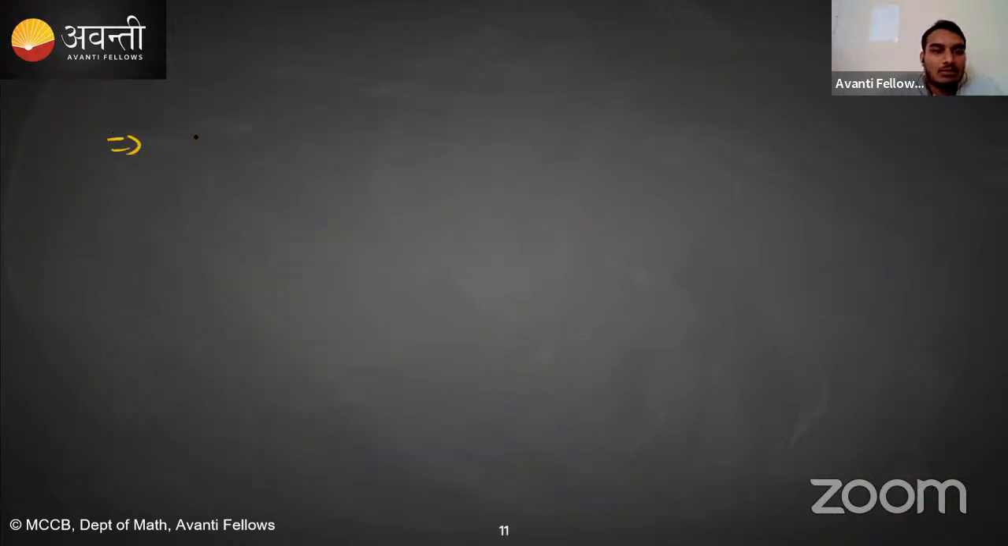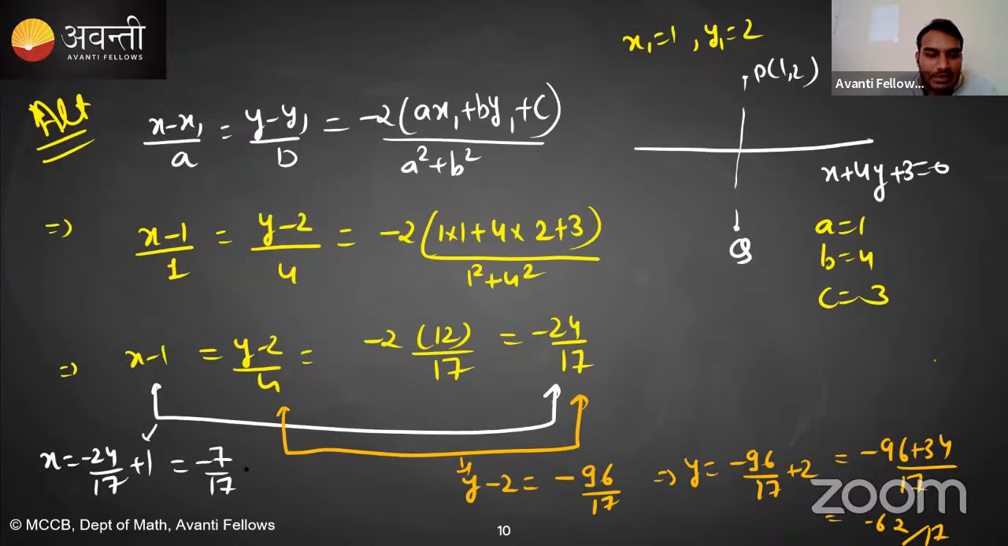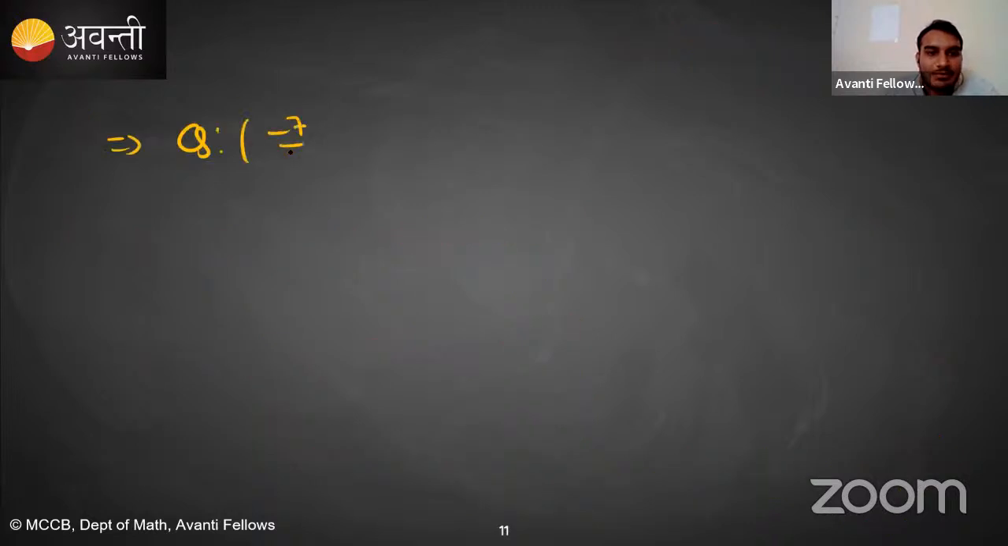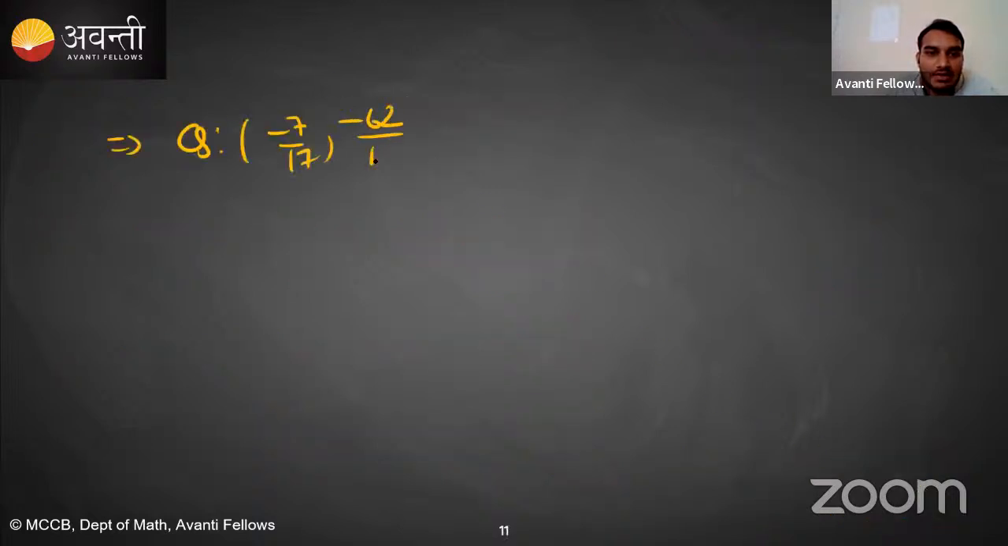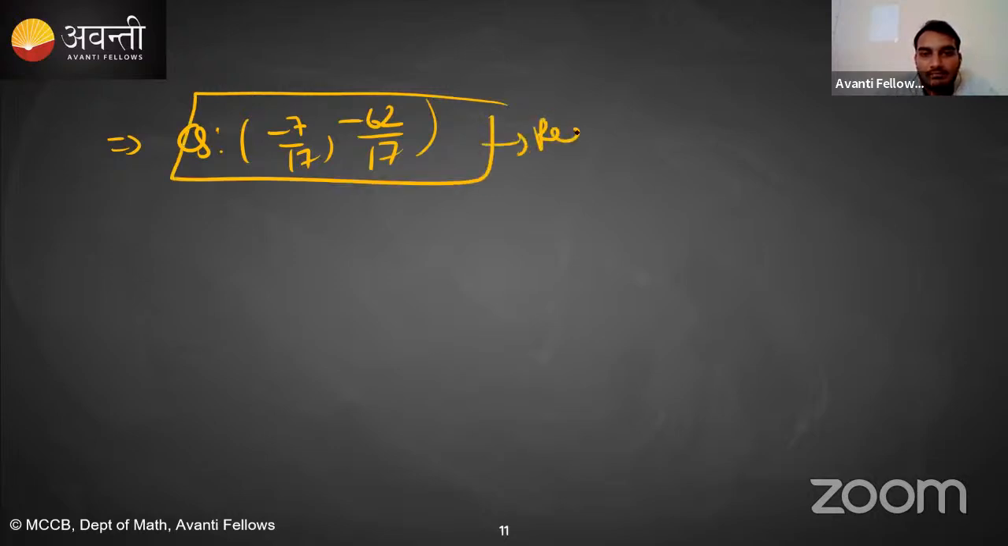So it implies the coordinate of Q is, what is x? Minus 7 upon 17. What is y? Minus 62 upon 17, right? So this is the image required.